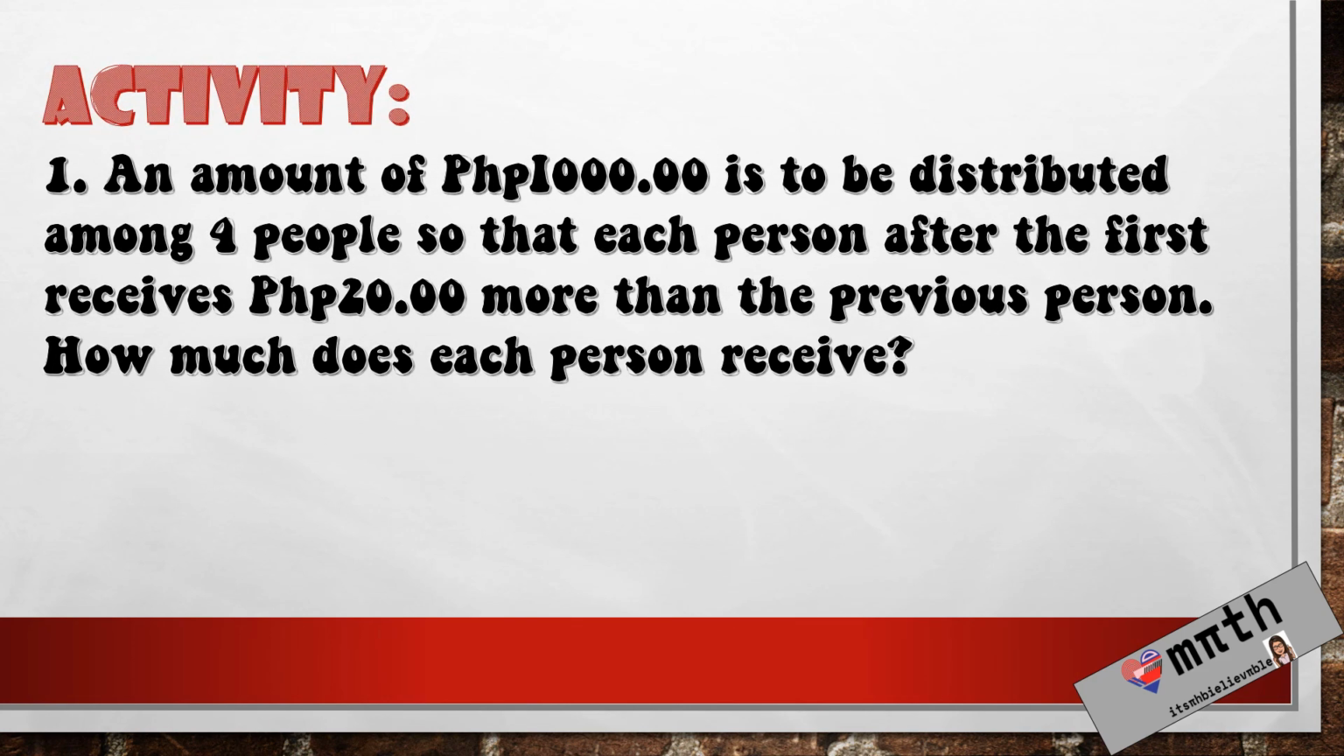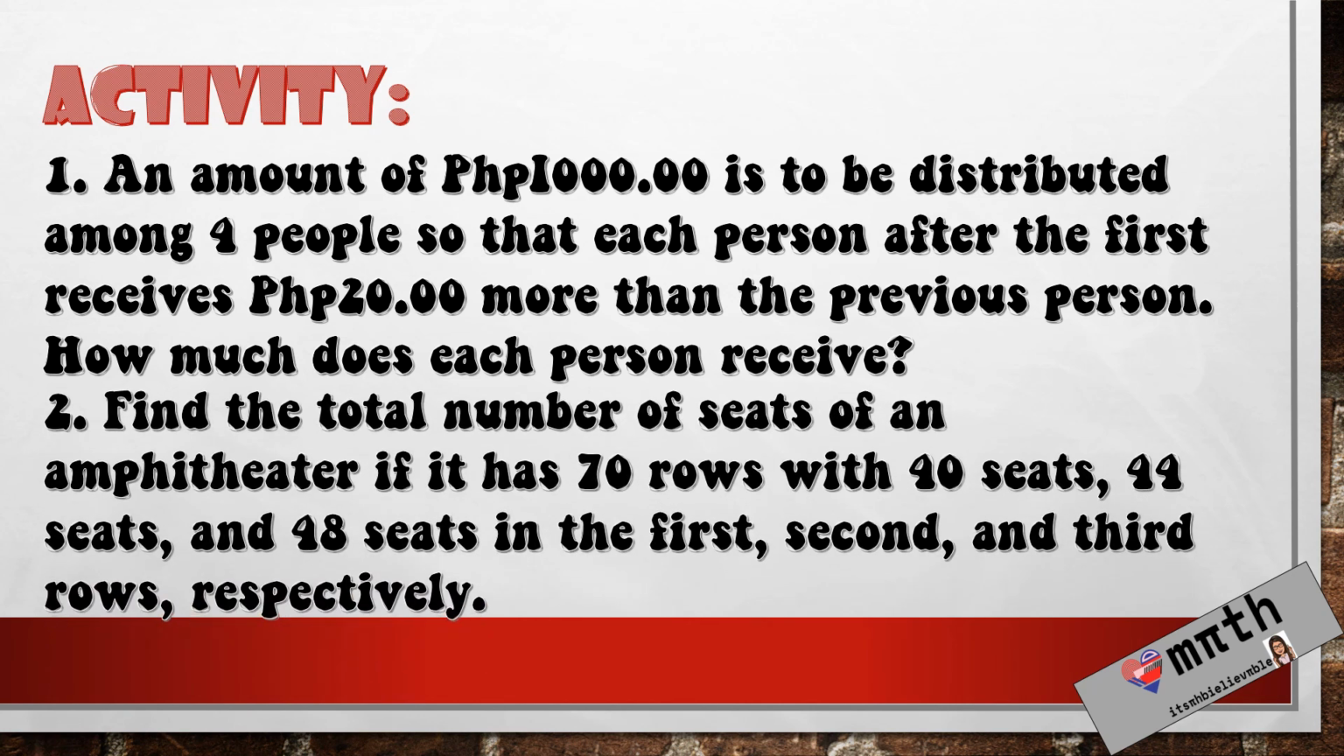Since we're already done with our discussion, we're going to have your activity. For question number 1, an amount of 1,000 pesos is to be distributed among 4 people so that each person after the first receives 20 pesos more than the previous person. How much does each person receive? Number 2, find the total number of seats of an amphitheater if it has 70 rows with 40 seats, 44 seats, and 48 seats in the first, second, and third rows respectively.